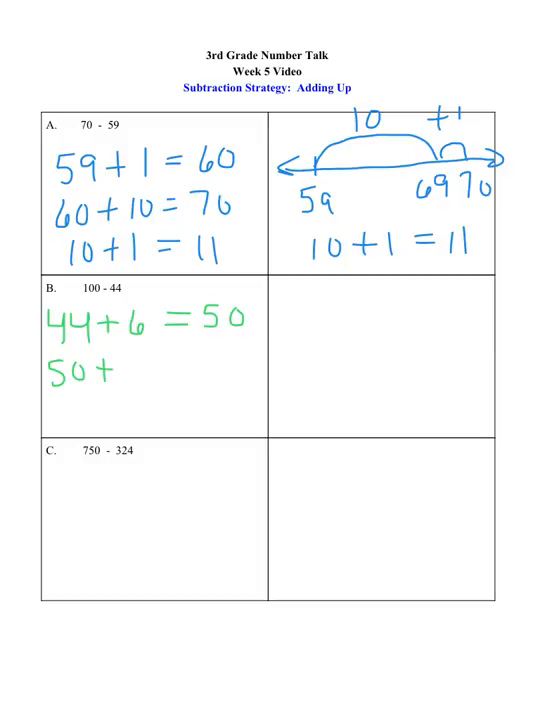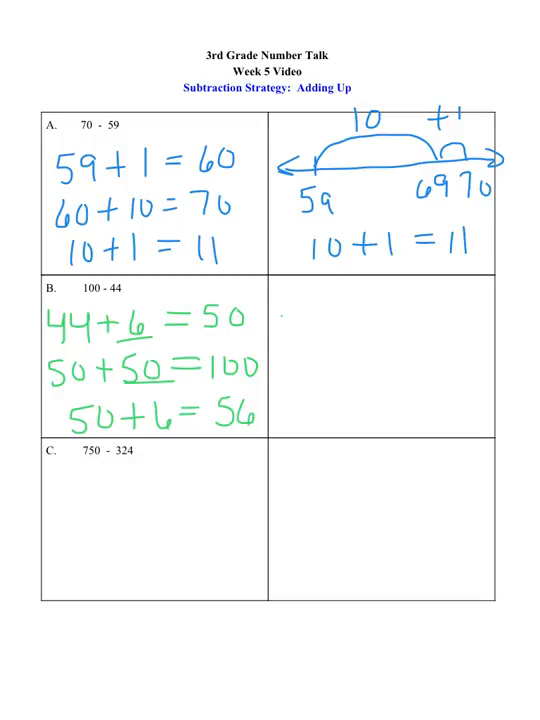Others of you may look at it and say, well, I know that 50 plus 50 gets me to 100. So I go back and say, well, what numbers did I have to add together? I'd add 50 plus 6, so I know it's 56.